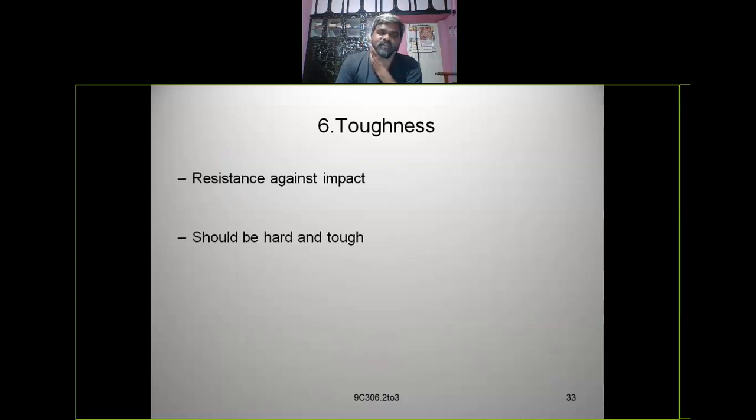Toughness. Toughness is resistance against impact. Here, hardness, strength, impact, toughness: the three have the same meaning as given, but there is a basic difference between them. Hardness is resistance to friction and wear and tear. Strength is resistance against crushing. Toughness is resistance against impact loads, meaning sudden loads, right?